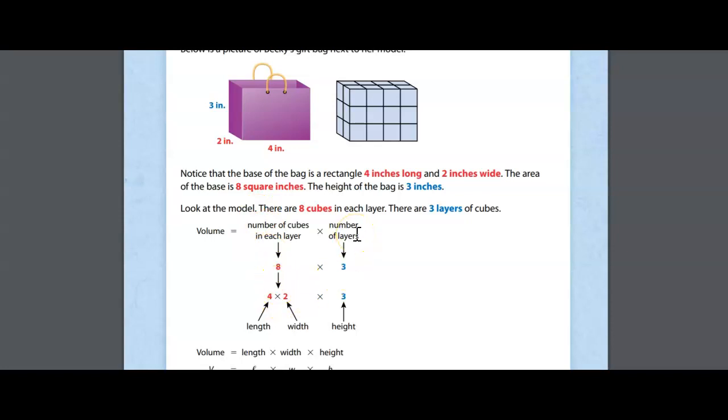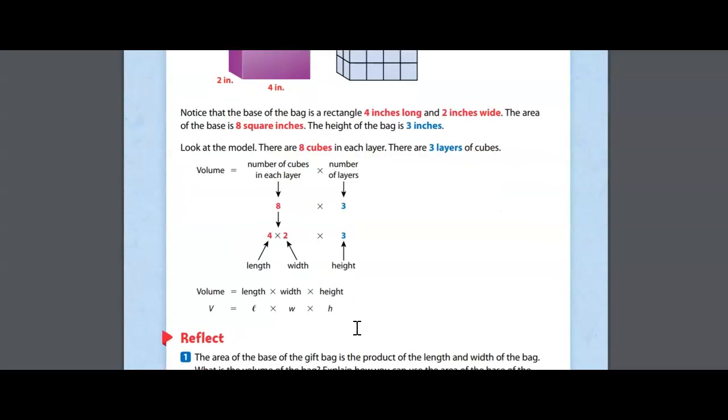And the number of layers, which I just said, is 3. And instead of calling it a layer, we can call it its height. So we see that length, 4 inches, times width, 2 inches, times 3, the height, or the amount of layers, will give us our volume. So the new formula to find volume will be length times width times height. Be sure to press pause at this time and write this down in your packet or on a blank sheet of paper.